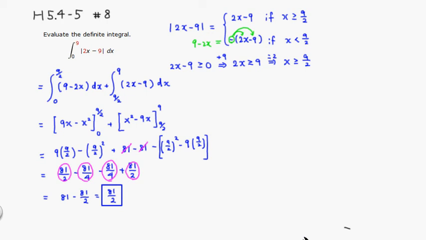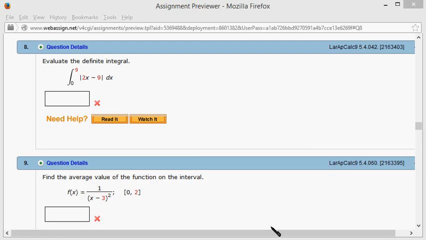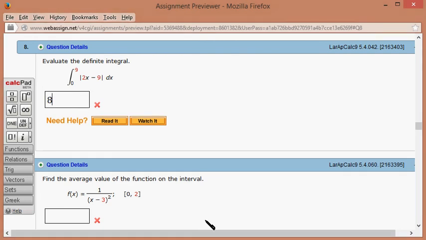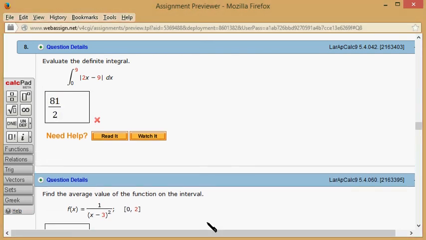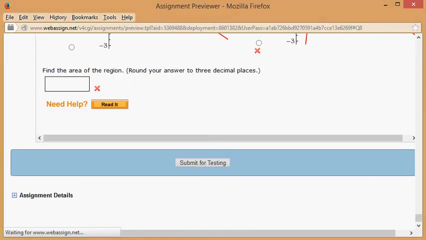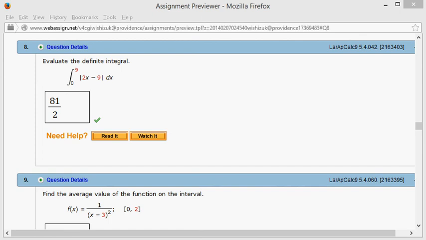Alright, so let's type in 81 over 2. Let's check the answer. Submit for testing. It came back and looks like we got this one correctly.